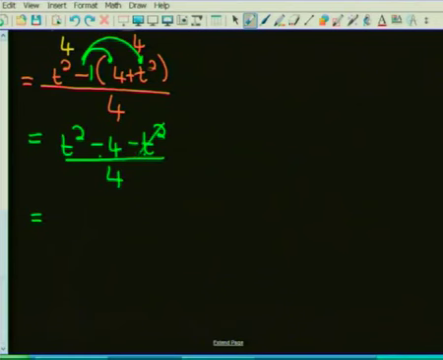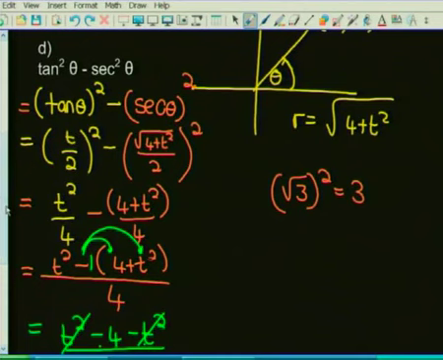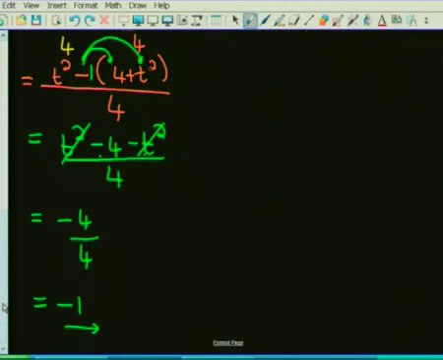So now that will fall away with that, and I'm going to get minus 4 over 4, which means my answer is negative 1. Isn't that a lovely little question? Started off so mean looking, but look at the lovely answer you've got down the bottom there. I always enjoy questions that come out so beautifully.